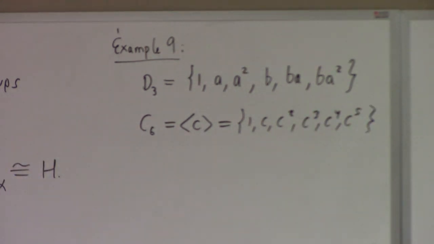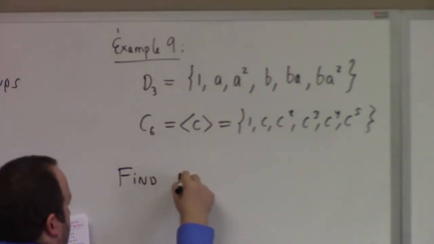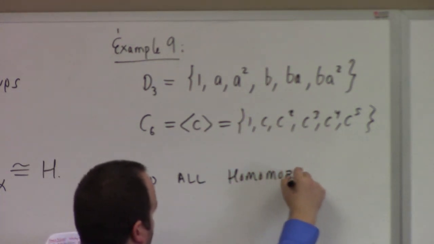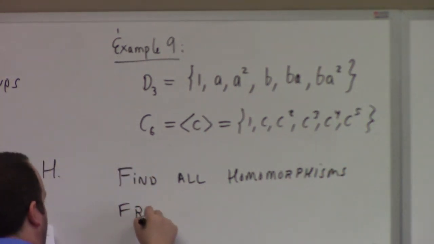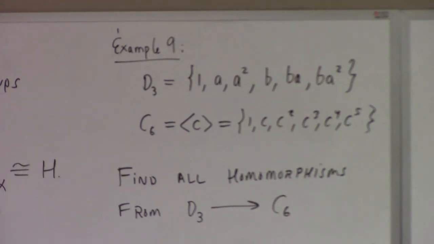So we want to look at D3 and also the cyclic group of order 6. We'll use C as the generator. The goal of this example is to find all homomorphisms from D3 to C6. So what are the rules? What are the rules to this game?